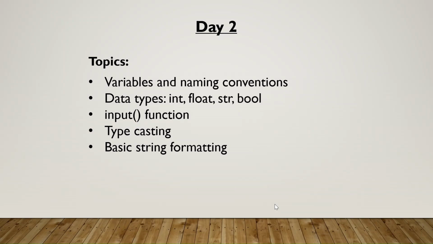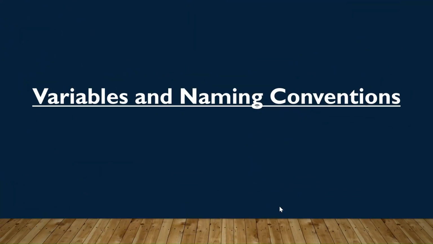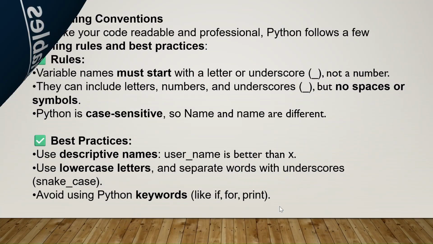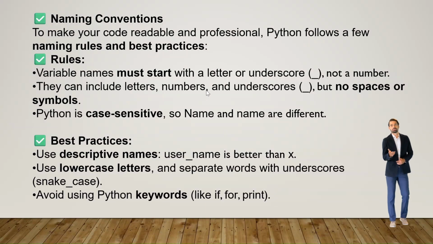Let's get started. First one is variables and naming conventions. Before going to variables, let's talk about naming conventions. In Python, variable names should start with either a letter or underscore and can include letters, numbers and underscore as well. However, they cannot start with a number and shouldn't contain spaces and special characters. Python is case sensitive, so name with a capital N and small n are both different.